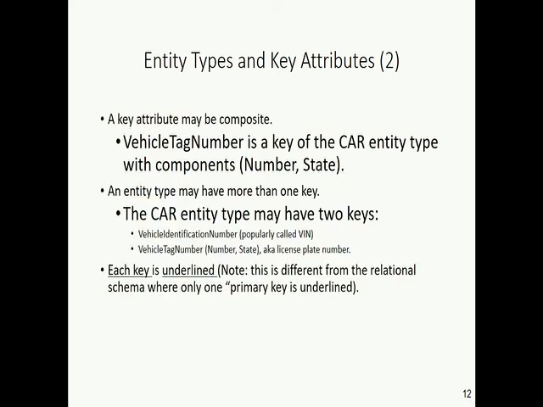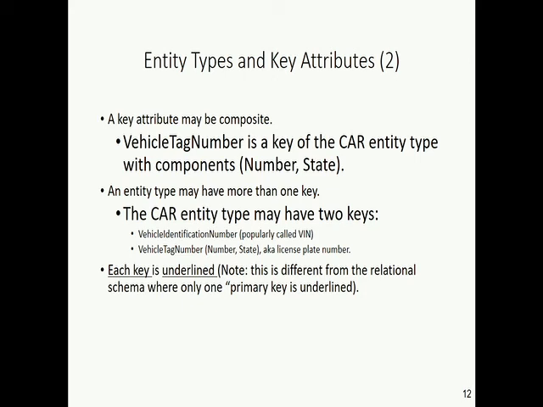Okay, a key attribute may be composite, right? So the vehicle tag number of a car is a key of the car entity type with its components, the number and the state, because the number may not be unique across all of these states, but the combination of that number and that particular state will be unique.